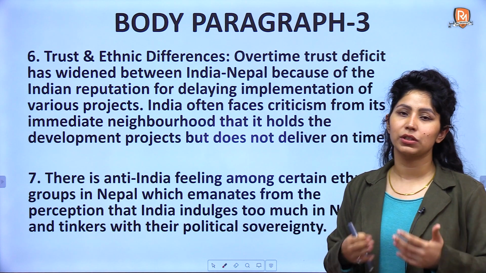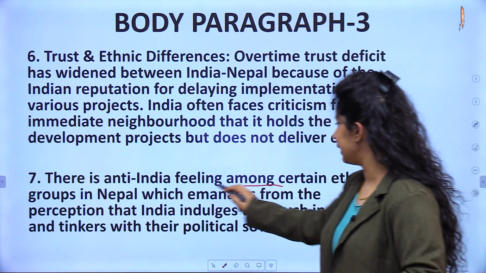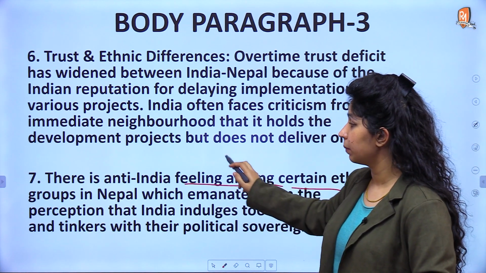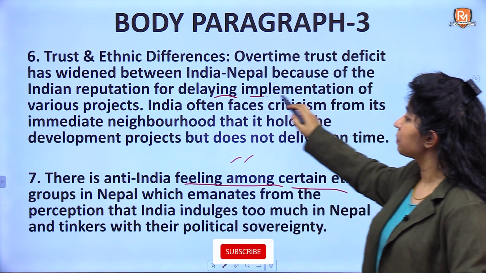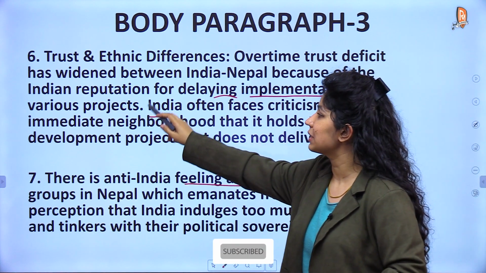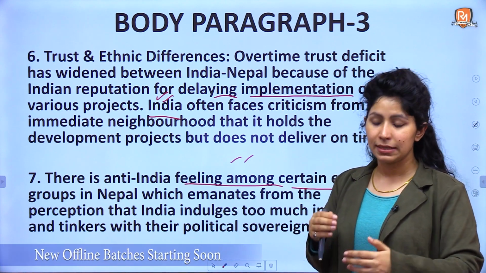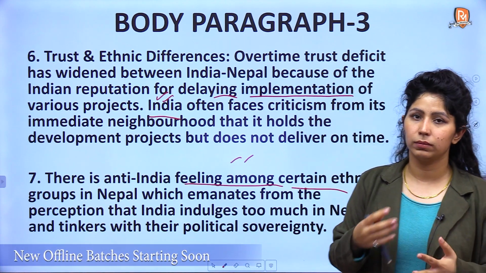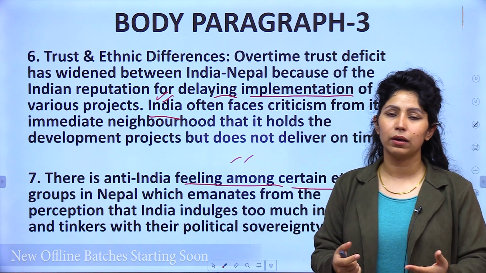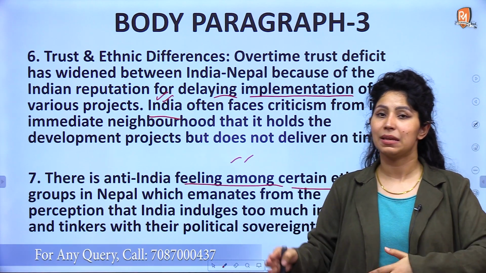Obviously, infrastructure projects were not delivered on time, so there is anti-India feeling among certain ethnic groups in Nepal. India's reputation for delaying implementation of various projects has deteriorated. So gaining trust back is an issue. Obviously, monarchy is not there in Nepal now. The government is in power and the government keeps on changing.